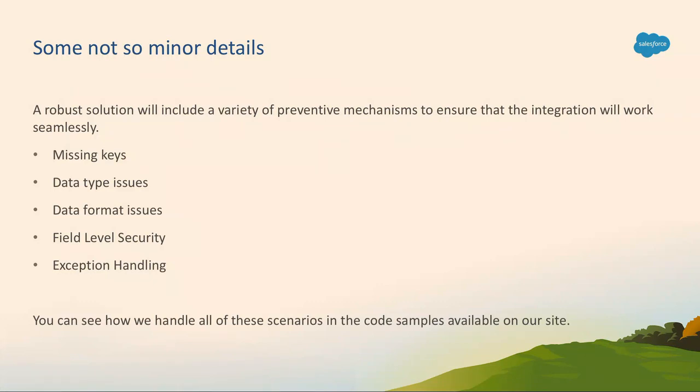Same thing with FLS or just general exception handling, right? What happens if there's a validation rule that prevents the insertion of the record, and all that good stuff? We do have examples of how we handle a lot of these scenarios outlined on our website, which we'll show at the end.